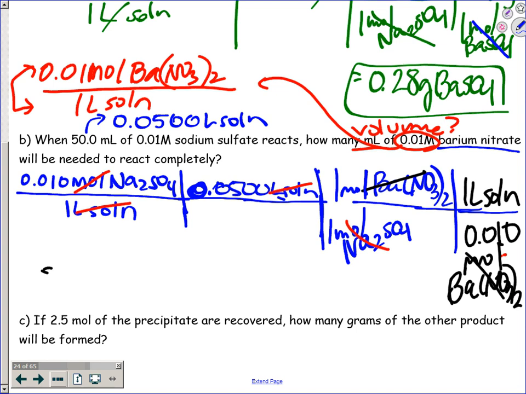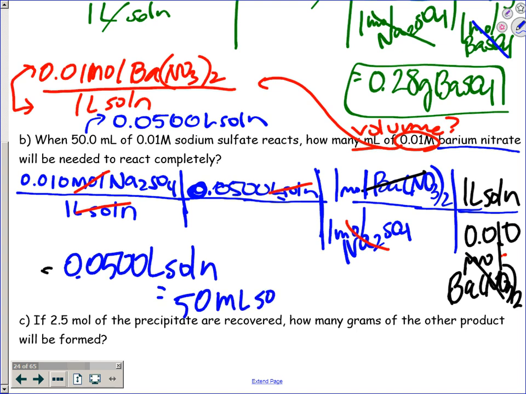Yes? Because that number and that number are the same. So the only thing left is this number, and everything else is 1. So 0.05 liters of solution. How many milliliters is that? 50. You could do that in your head or show the process of converting that. Okay, there's our final answer.